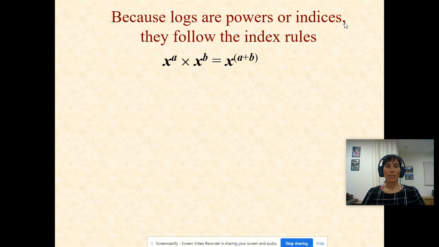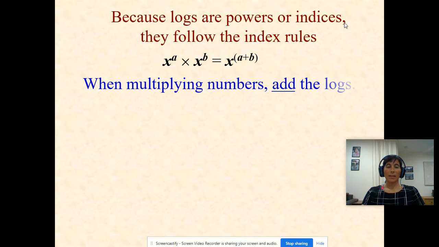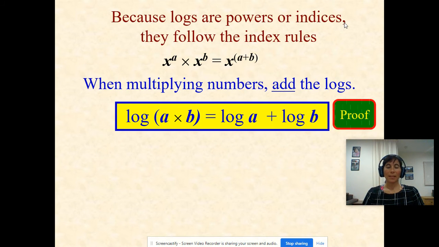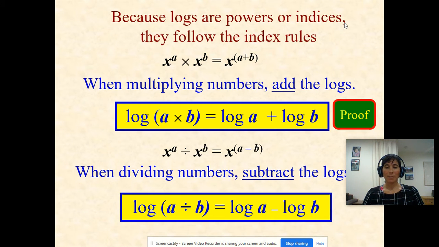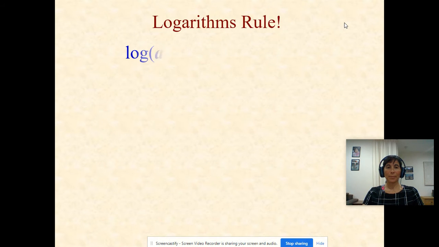So in addition to this, because logs are powers or indices, they follow the index rules. So when multiplying numbers, we add the logs. So we've got log of a times b is equal to log of a plus log of b. Also, when dividing numbers, we subtract the logs. So log of a divided by b is equal to log a minus log b.